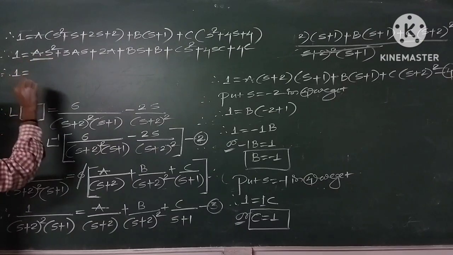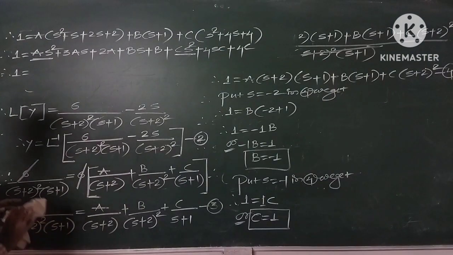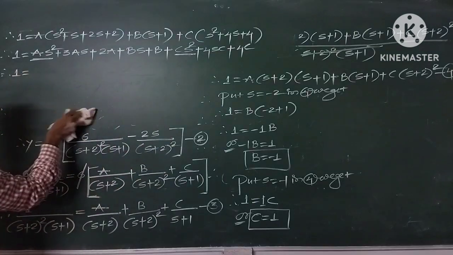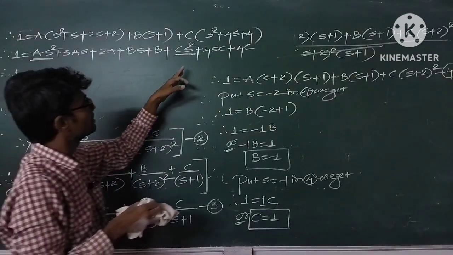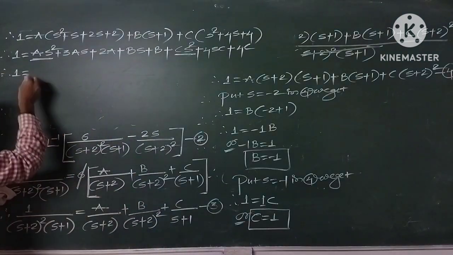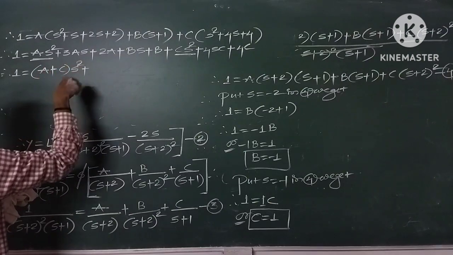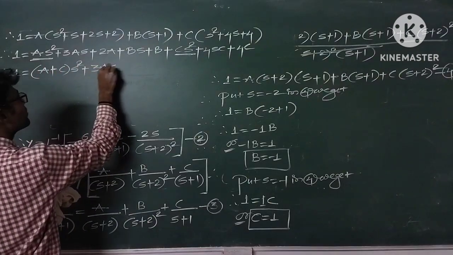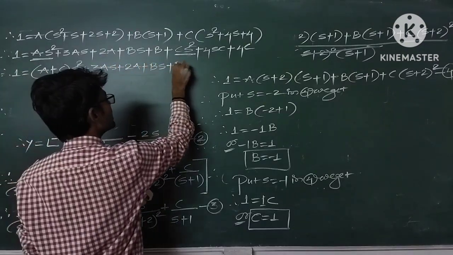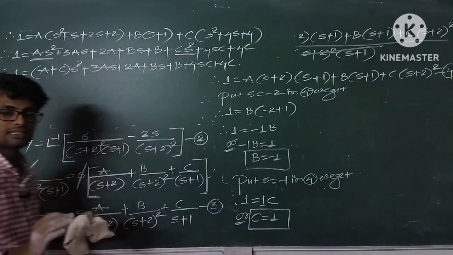I will make a s square plus c s square together, because s square is common in this one. Taking s square common, I will write (a plus c) into s square. The remaining things you write as it is: 3as, 2a, plus bs, plus b, 4sc, plus 4c. These are not required to change, you write as it is.